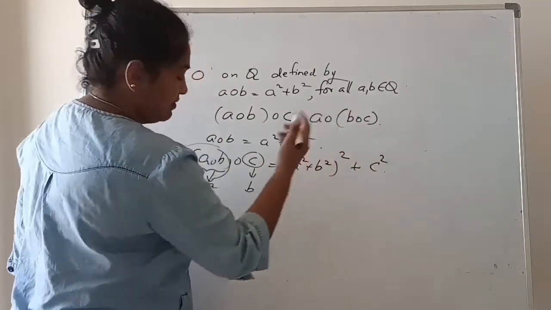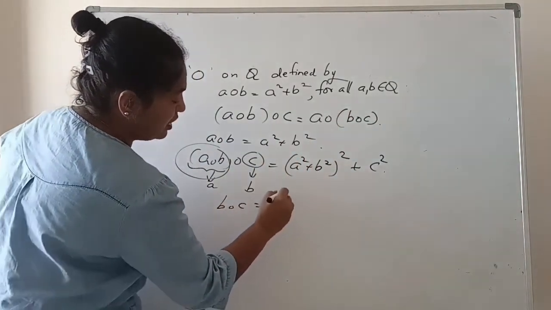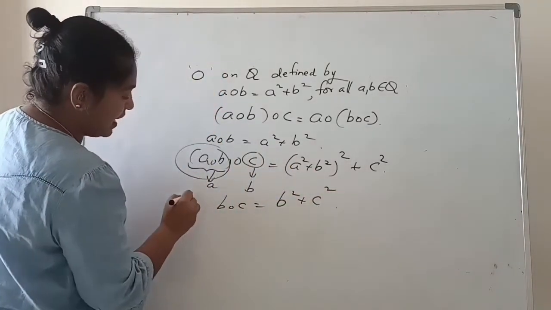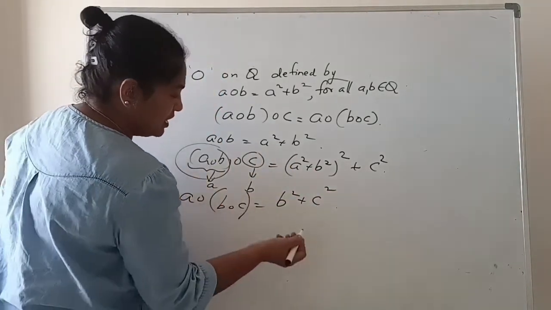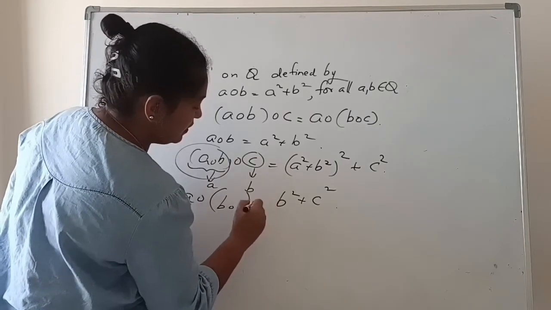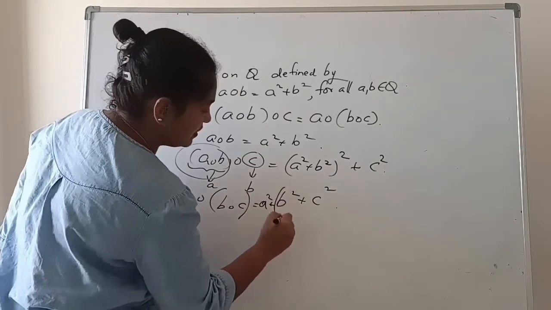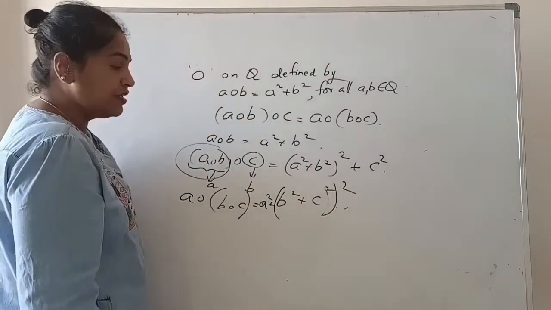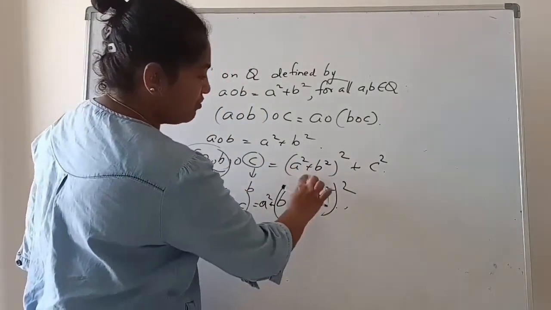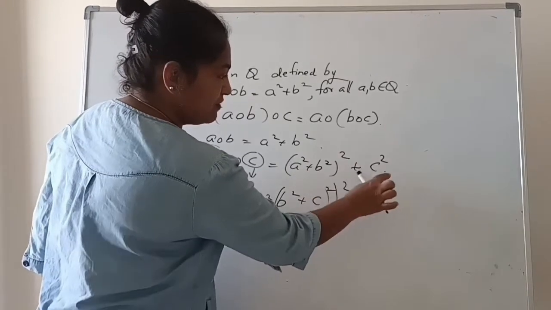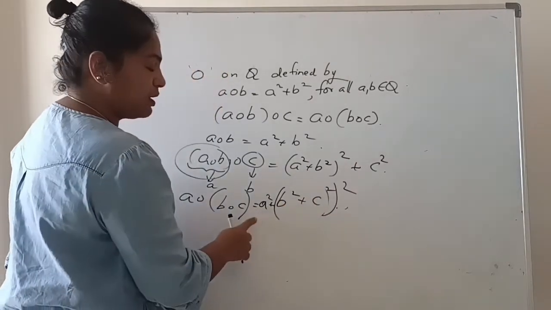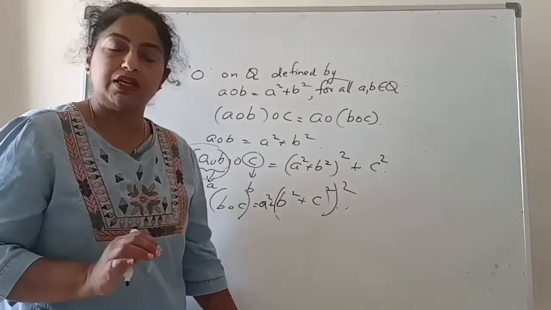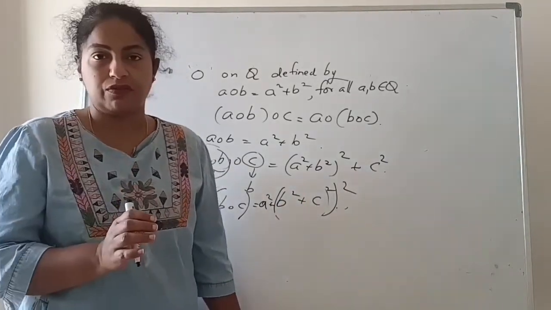Now, let us see what is the RHS. What is B binary C? B binary C is B square plus C square. Now, what is A binary (B binary C)? It will be A square plus B square. Correct? You can clearly see that A square plus B square the whole square plus C square is not equal to A square plus B square plus C square the whole square. Therefore, this particular binary operation is not associative.